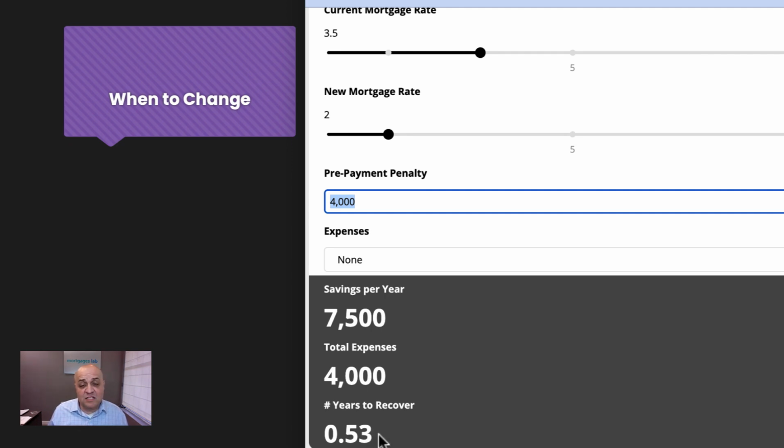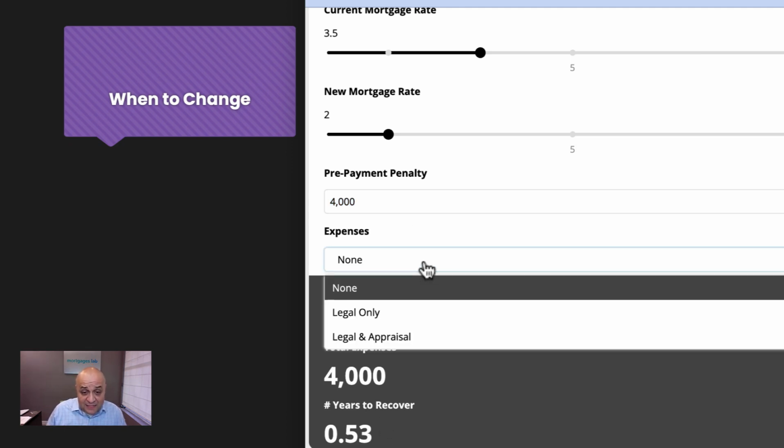Yeah, if you don't expect the interest rate to go up and it's in a situation where the prime rate is stable or maybe has the opportunity to go down, I will take this deal in a heartbeat, because within half a year you recover your penalty and everything else is savings.